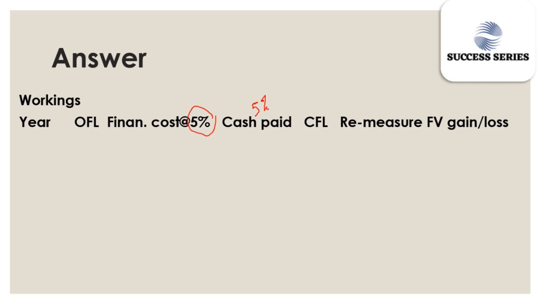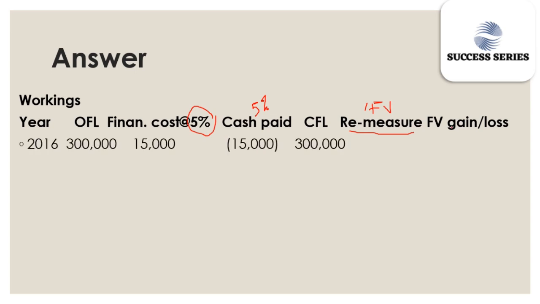And over here, we'll need our remeasured value. Our remeasured value here will be the closing fair value. So the fair value we're given as closing will be the remeasured value. And then we'll compare to see if you have a fair value gain or fair value loss. Let's check. So here, the opening financial liability was 300,000. We calculate 5% on this 300,000 and that will give us 15,000.